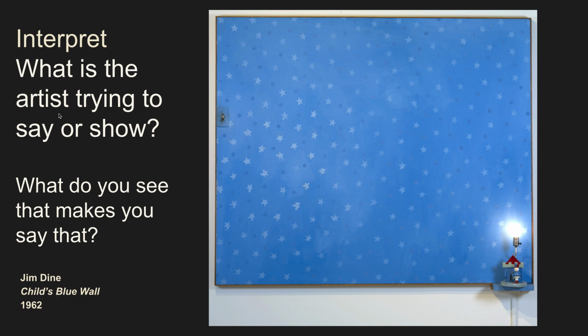So I'm kind of explaining what is the artist trying to say or show, and then also rationalizing that. So what do I see that makes me say that? So Jim Dine is trying to kind of bring us back to our childhoods and remind us of what it's like to be little because of the scale of this artwork. It is so big and we are so small in comparison. So that's my interpret for this. And you can't get this wrong as long as you try and explain it and you try to find some sort of meaning within an artwork. This is just your interpretation.